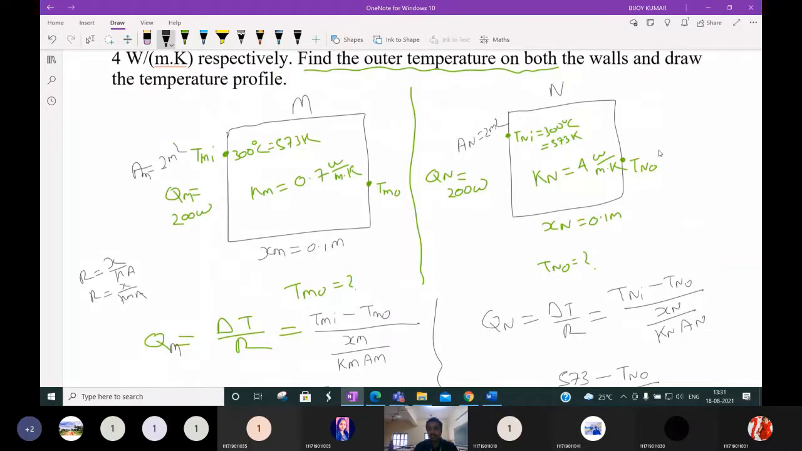Based on the different data, you have to see that plain walls are given. It means it is a conduction related problem. Sorry, solid walls are given. Solid wall means it is a conduction related problem. Again, in conduction, the system is a plain wall, or you can say a cylindrical shape or cubical shape. We consider it as a plain wall.